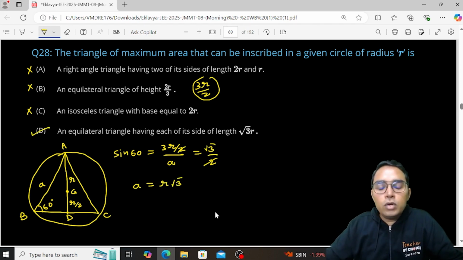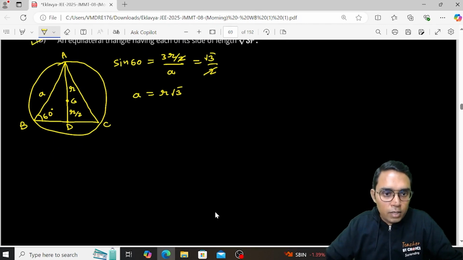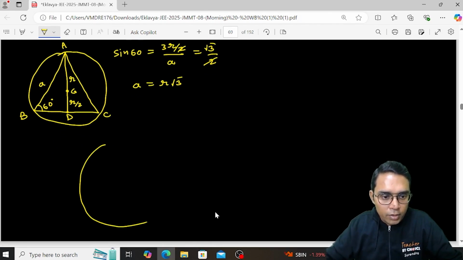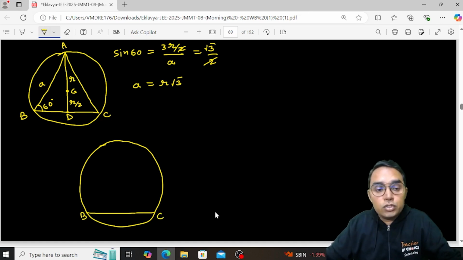Now I'll tell you how you can prove that this triangle inside a circle, if it is having maximum area, then it has to be equilateral triangle only. Please see. Suppose you are having a circle of radius r. Now take any triangle whose base is BC. I'm starting with this thing. Then where my other vertex A should be lying.